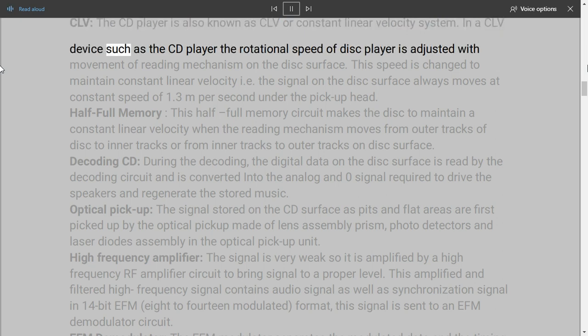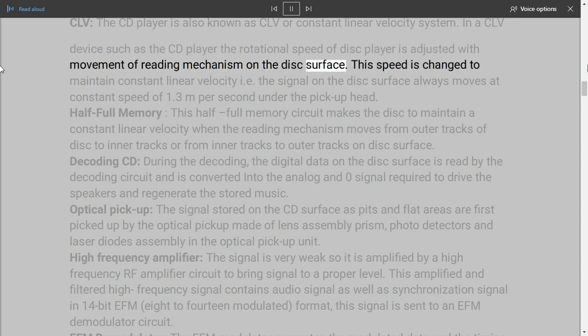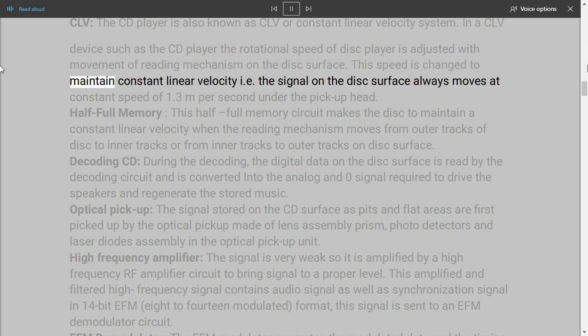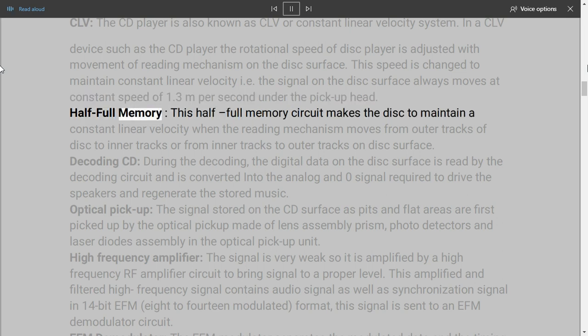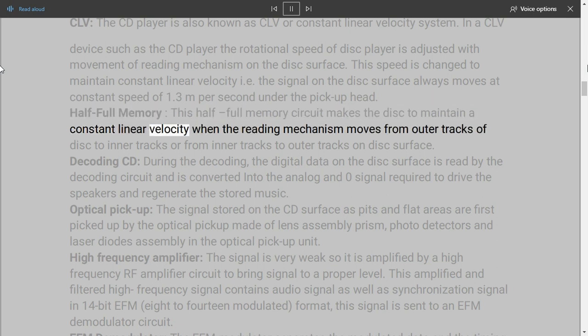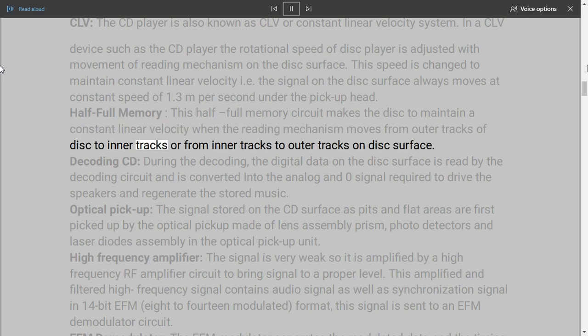device such as the CD player, the rotational speed of the disc is adjusted with movement of the reading mechanism on the disc surface. This speed is changed to maintain constant linear velocity, i.e., the signal on the disc surface always moves at a constant speed of 1.3 m per second under the pickup head. Half-full memory. This half-full memory circuit makes the disc maintain a constant linear velocity when the reading mechanism moves from outer tracks of the disc to inner tracks or from inner tracks to outer tracks on the disc surface.